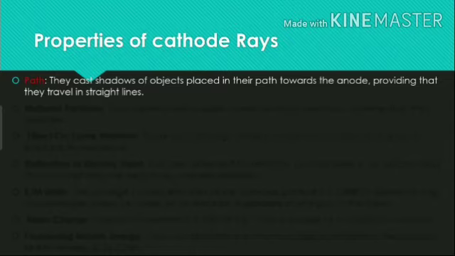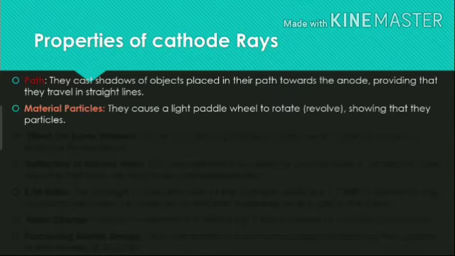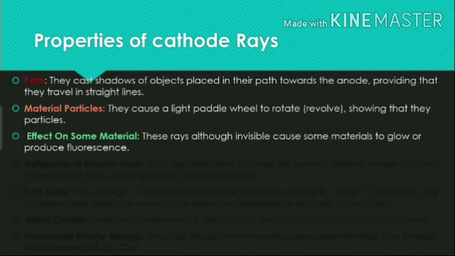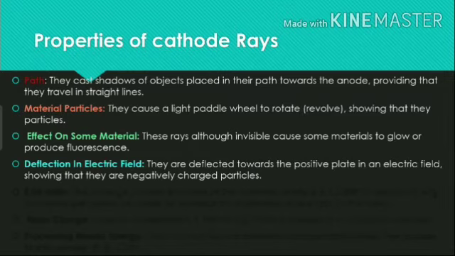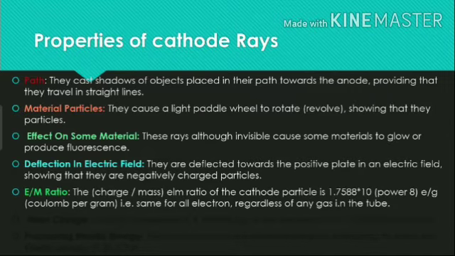Let's see the properties of cathode rays, meaning electrons. Number 1, path: objects placed in the path towards the anode cast shadows, proving that the rays travel in straight lines. Number 2, material particles: they cause a light paddle wheel to rotate, showing that they are particles. Number 3, effect on some materials: these rays, although invisible, cause some materials to glow or produce fluorescence. Number 4, deflection in electric field: they are deflected toward the positive plate in an electric field, showing that they are negatively charged particles.